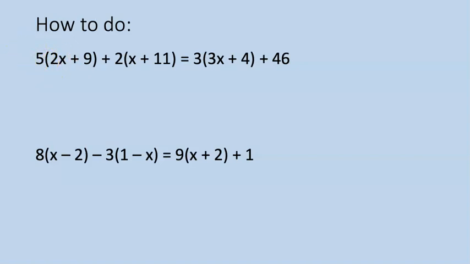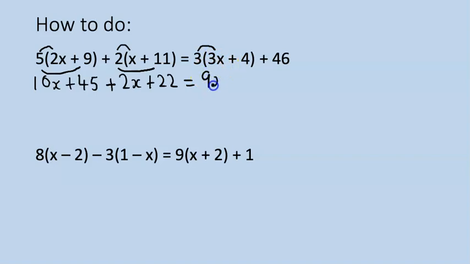So for G, I've got this. 5 times 2x plus 9, plus 2 times x plus 11, equals 3 times 3x plus 4, plus 46. A lot of jargon, but easily solvable. How? First, I expand the brackets. 5 times 2x is 10x. 5 times 9 is 45. And then 2 times x plus 11, I write plus 2x. 2 times 11 is 22. Equals. And then 3 times 3x gives me 9x. 3 times 4 gives me 12.